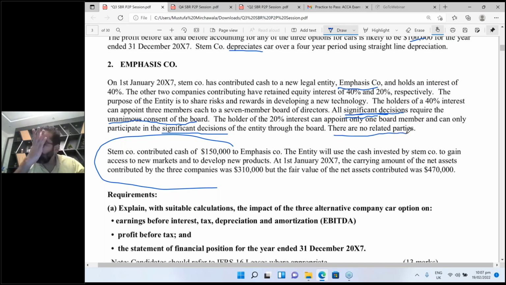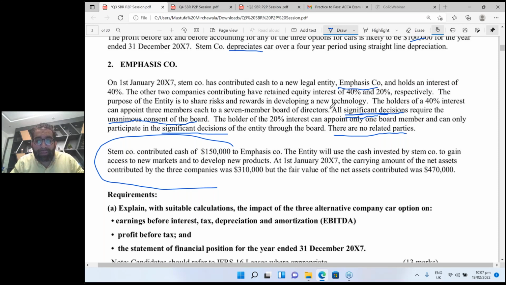So what is the setup? The new company, Emphasis Company: 40% is held by STEM, 40% by another guy, and 20% by one more guy. What is the composition of the board? There will be a total of seven board members. 3 belong to STEM, 3 belong to the other guy, and 1 belongs to the 20% holder. Now, do you think the 3 of them have joint control? Yes, they do.